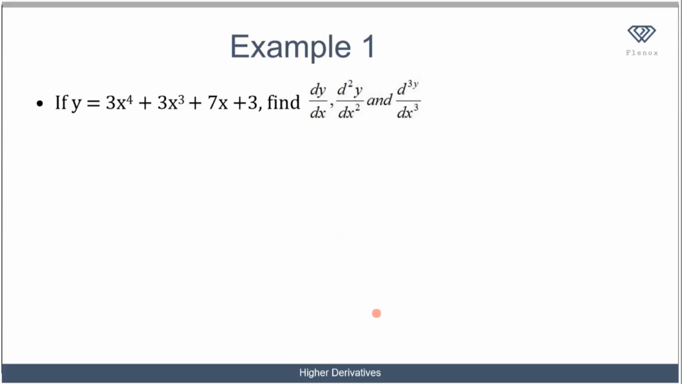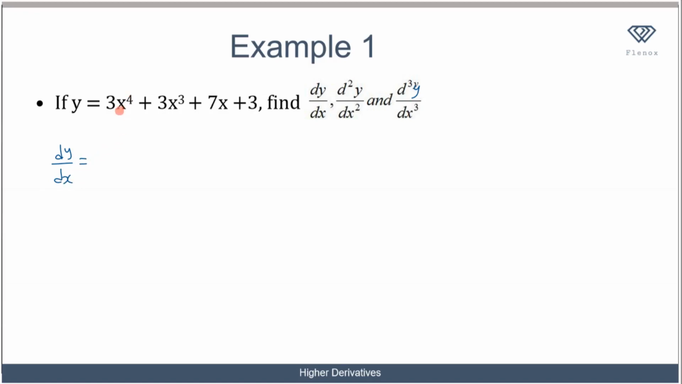So in this first example, we're told that y is given by 3x to the power 4 plus 3x cubed plus 7x plus 3, and we're told to find dy/dx, d squared y/dx squared, and d cubed y/dx cubed. This is a typo here, it should be d cubed y/dx cubed. So first and foremost, let's start off by solving dy/dx. So I know that my dy/dx will be equal to what?